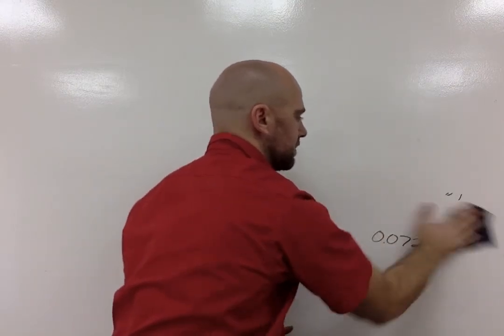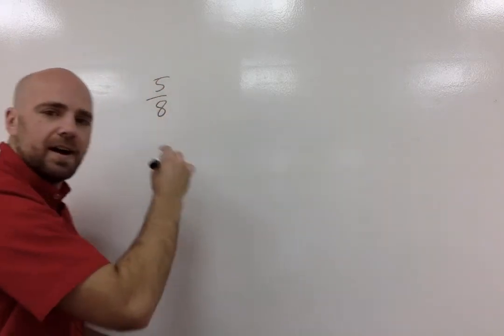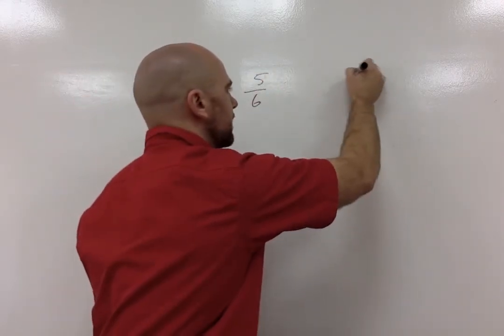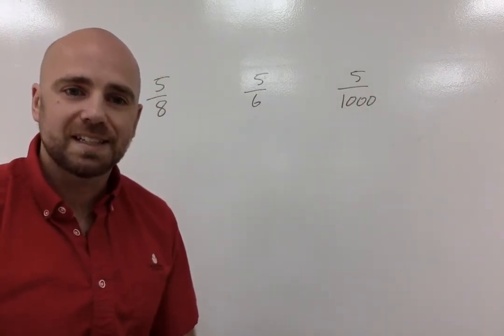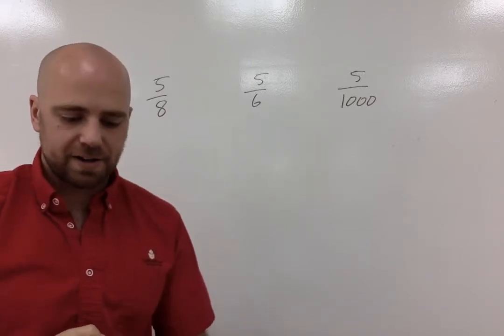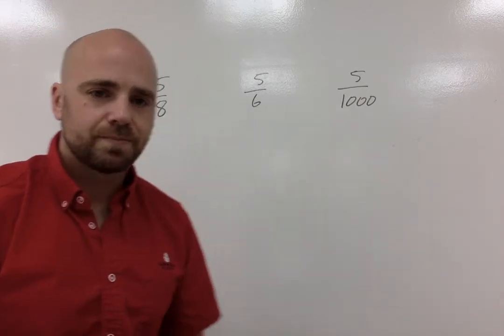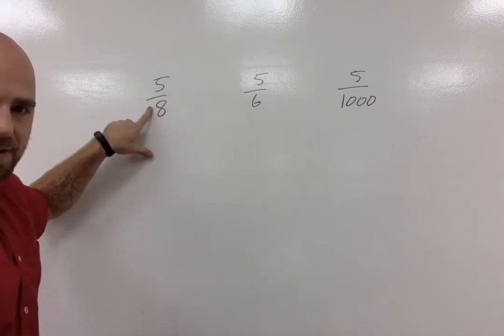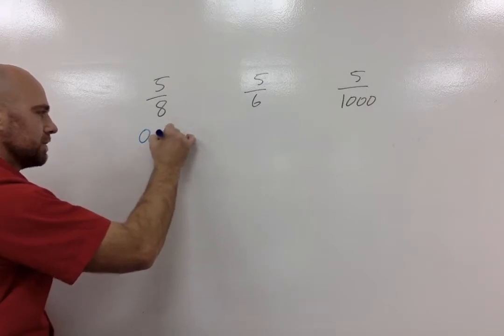I'm going to give you 3 fractions once again. Your goal is to find the decimals and percentages. So if I've got 5 over 8, and I've got 5 over 6, and 5 over 1,000, you need to find for me the percentage and the decimal. Okay? So, I can use a calculator if I wanted. I would go 5 divided by 8. That's going to give me 0.625.